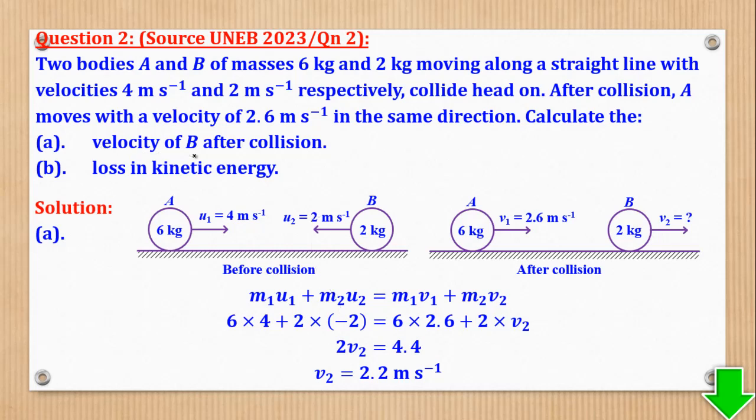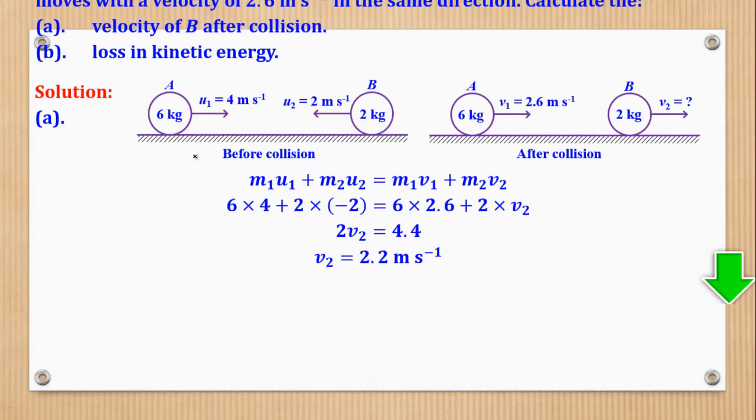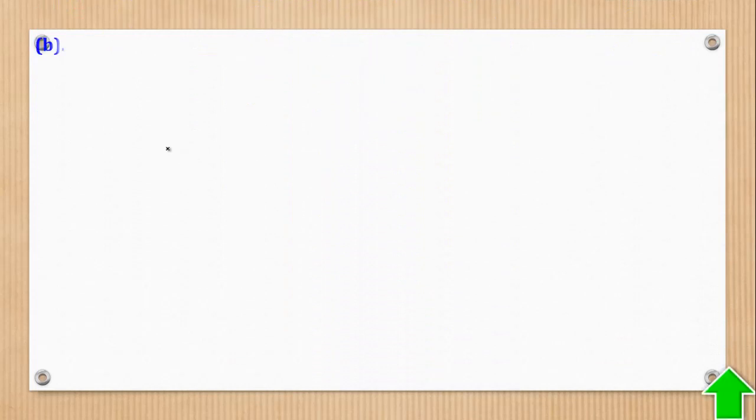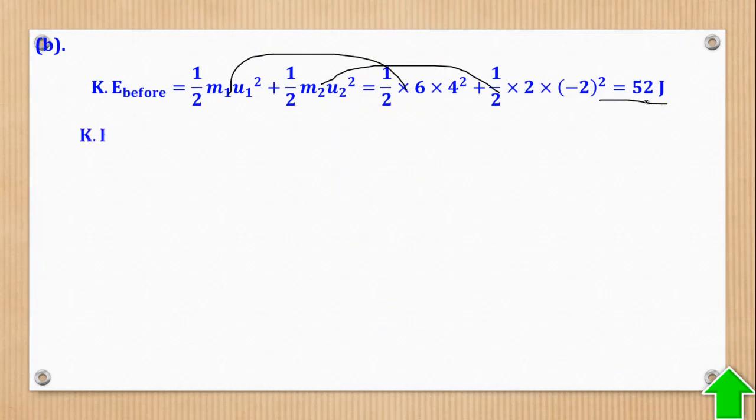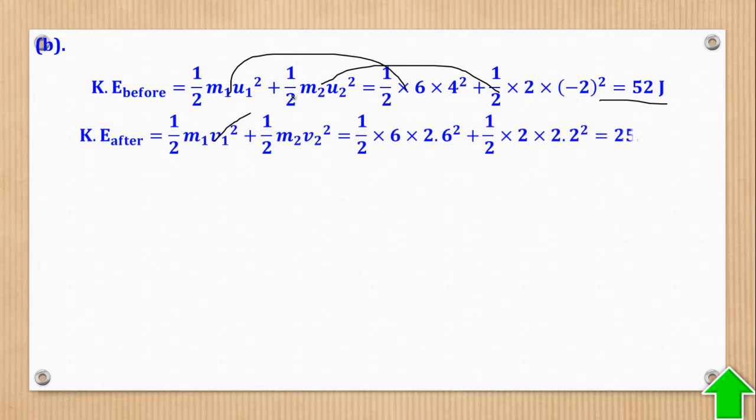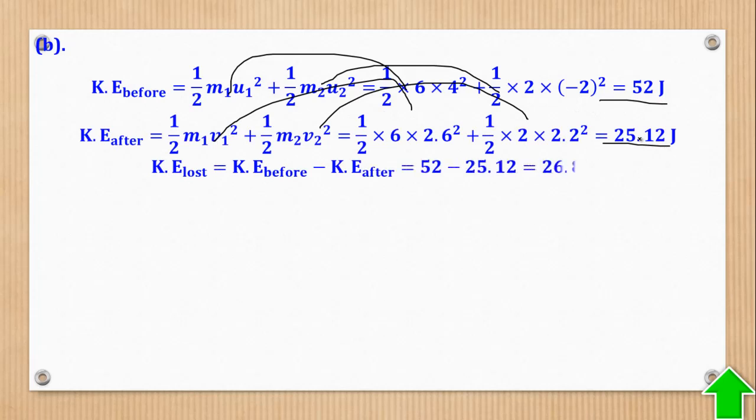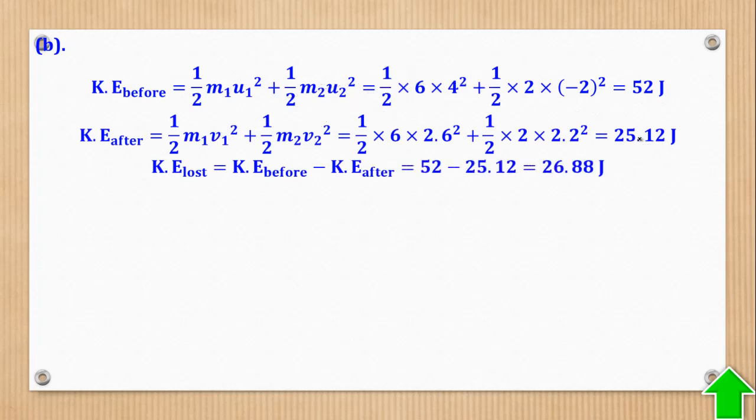Then they told us to get loss in kinetic energy, so we shall get, first of all, kinetic energy before collision. Substitute for particle A, particle B to give you this. Then kinetic energy after collision, substitute for particle A, for particle B, and output. Then the loss is got by subtraction, and that's what they wanted.